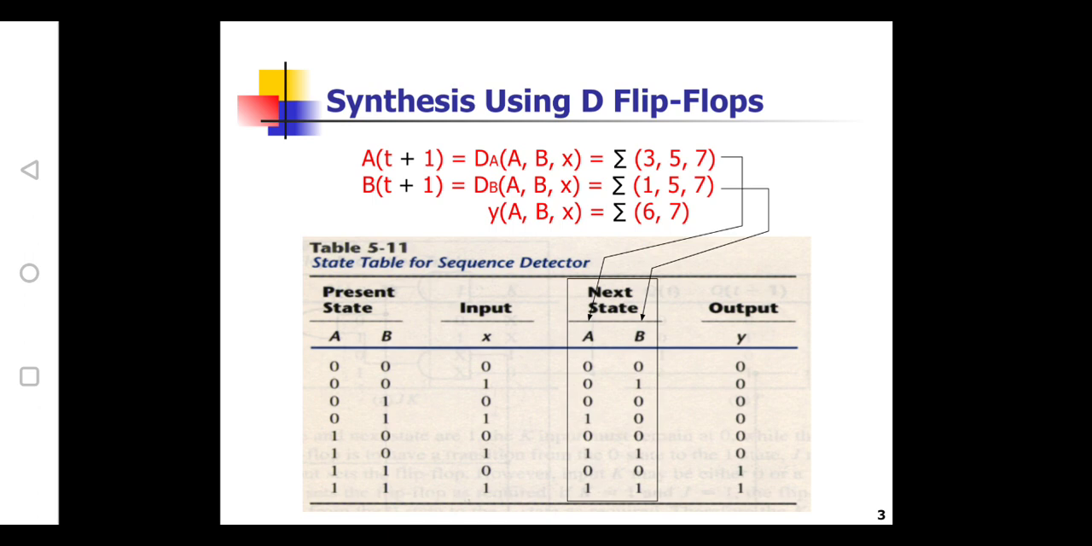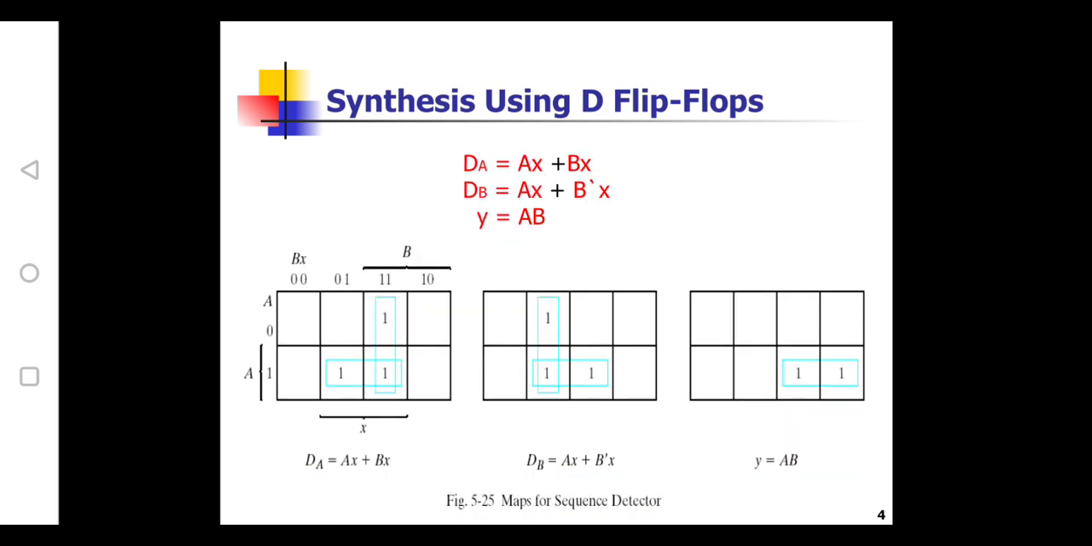So instead of representing two more columns of dA and dB, they have directly written it as dA equal to sigma m of 3, 5, 7, dB equal to sigma m of 1, 5, 7, and output is equivalent to 1 only for the S3 state, which is equivalent to 1 and 1. So here S3 equal to sigma m of 6, 7. So the next step is we need to draw the K maps for dA, dB and output Y.